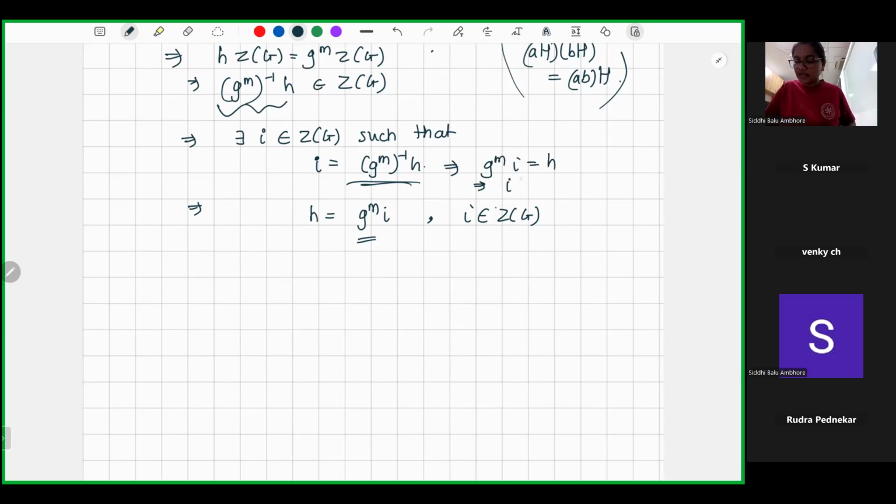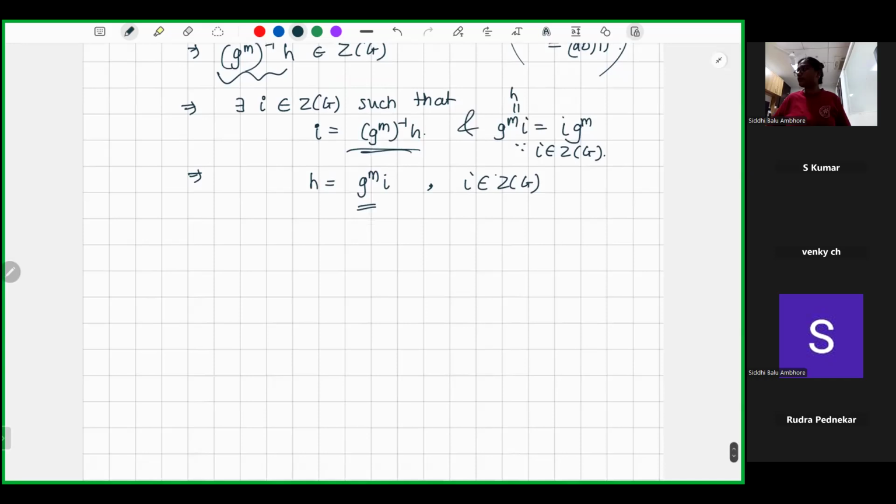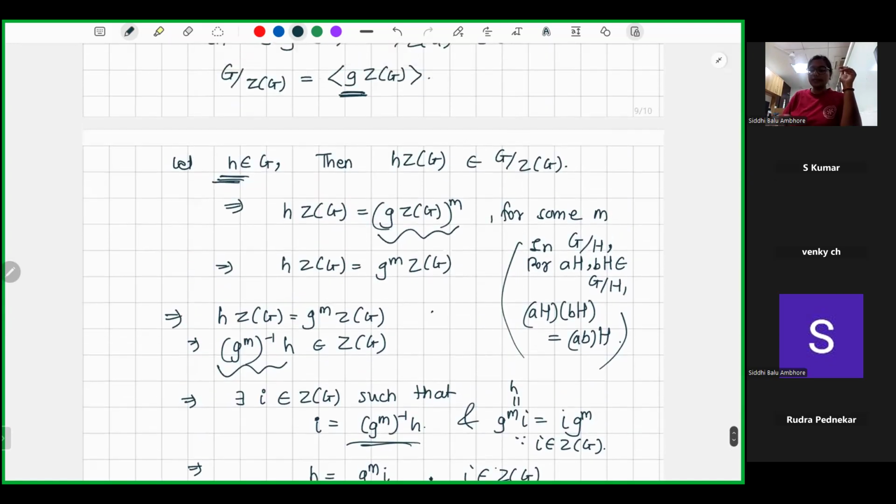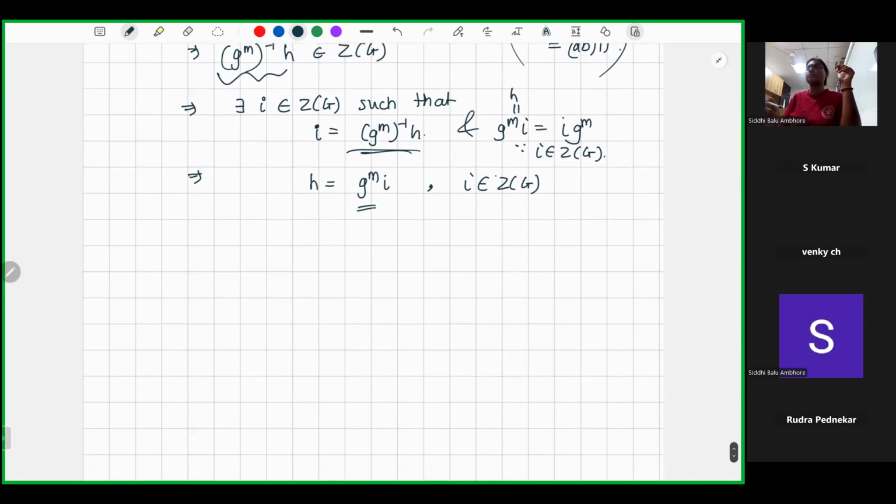Once I have this, it is G power M I, which is equal to H, but I is in ZG, so I can commute and I can write it as I into G power M, since I is in ZG. This you can keep in mind. This has nothing to do with H, but yes, H is this, and both the expressions make sense. So we started with any element H in the group and we ended up getting that it is of this form, G power M I, for some I in ZG.